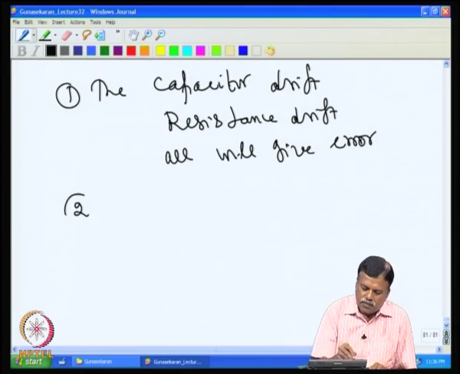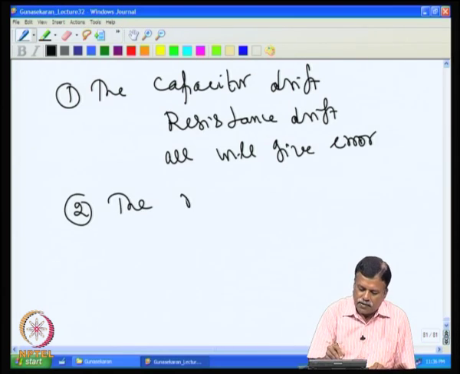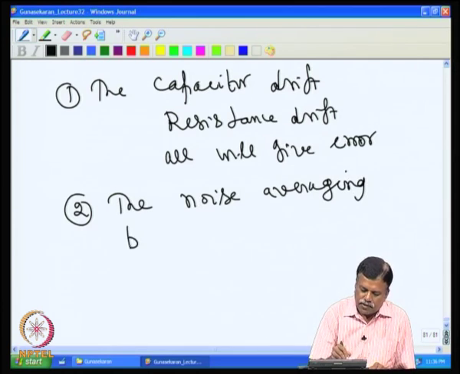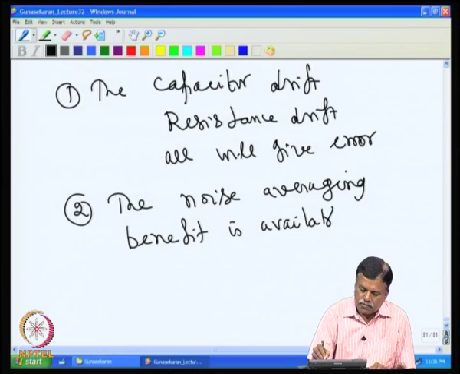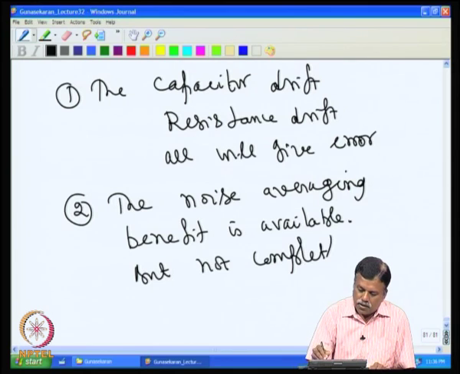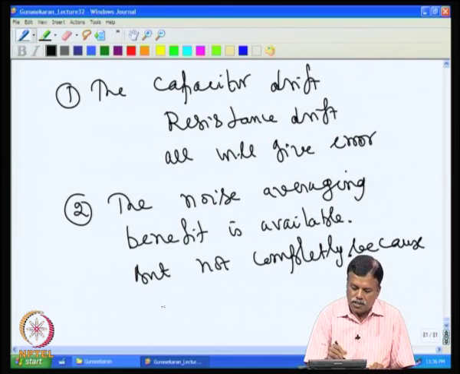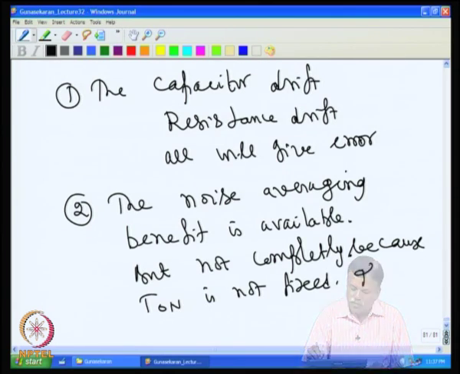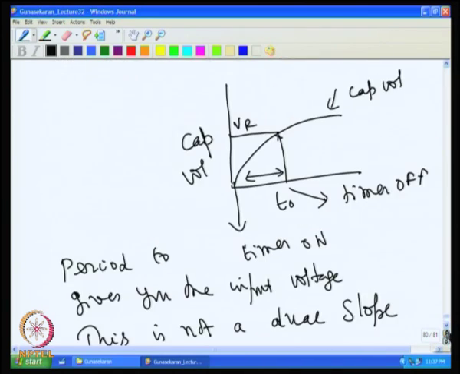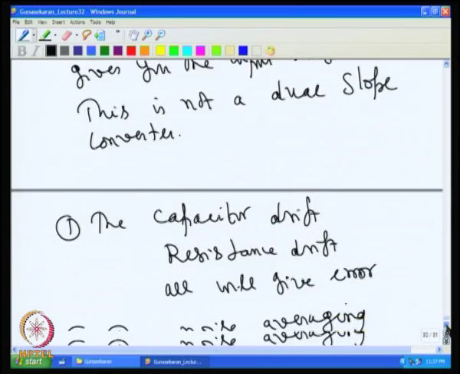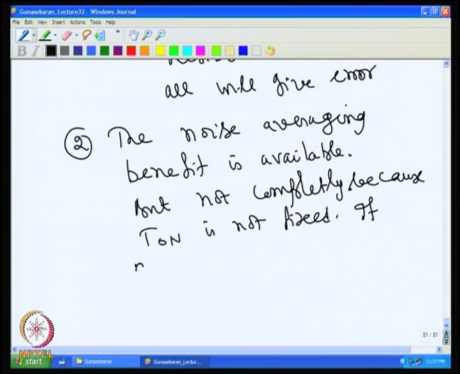The second one is that the noise averaging benefit is available, but not completely, because T on is not fixed. It changes with the input voltage.